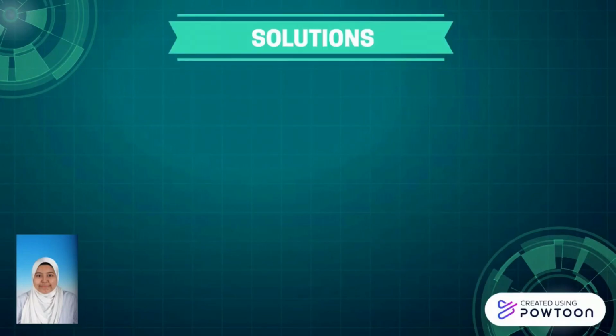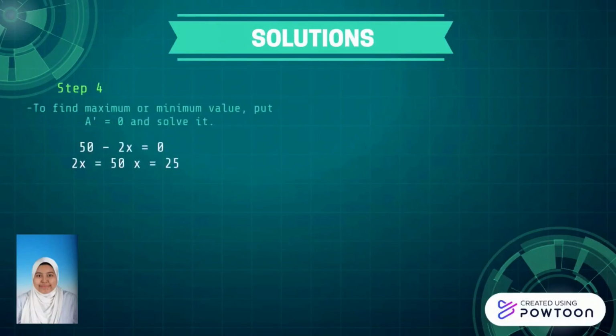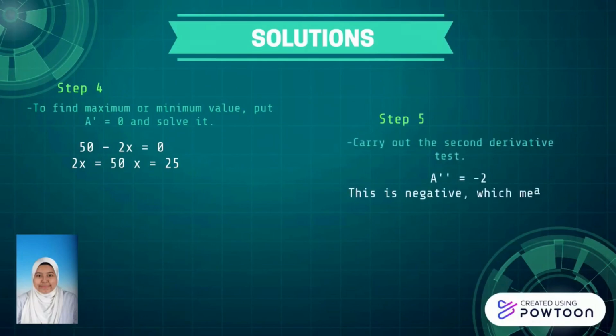And the fourth step is we need to find the maximum or minimum value by putting the area that we already differentiated equal to 0 and solving it. For step 5, we need to carry out the second derivative test. We need to differentiate the previous equation again. So we get a negative answer, which means it is a maximum value.